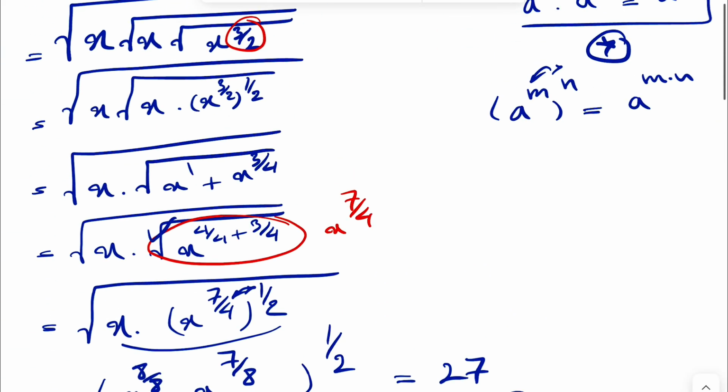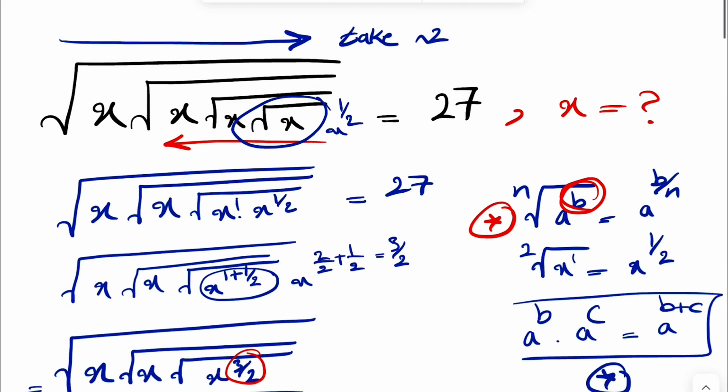I just wanted to show you guys how you can go the other way instead of taking the power of 2 on each side. But let me know which one you find easier: going from the inside to the outer square root, or going from the outer square root inside. Yeah, that's pretty much everything.